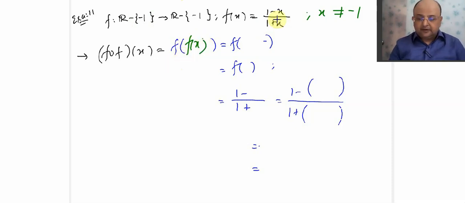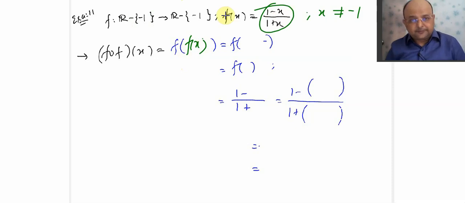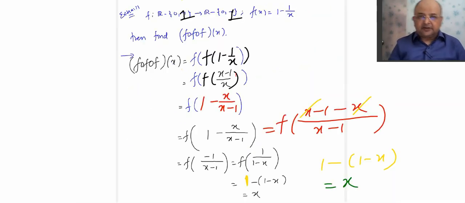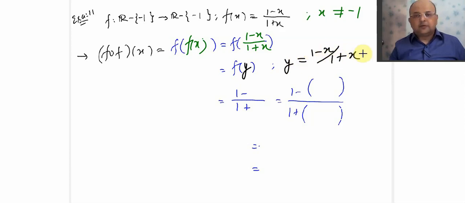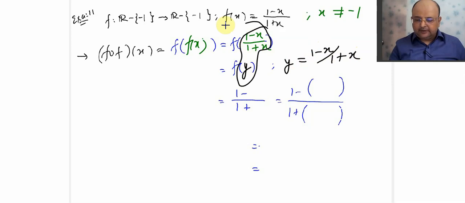What does your f do with x? It gives me 1 minus x upon 1 plus x. For convenience, I call it y. What is your y? Your y is 1 minus x upon 1 plus x.